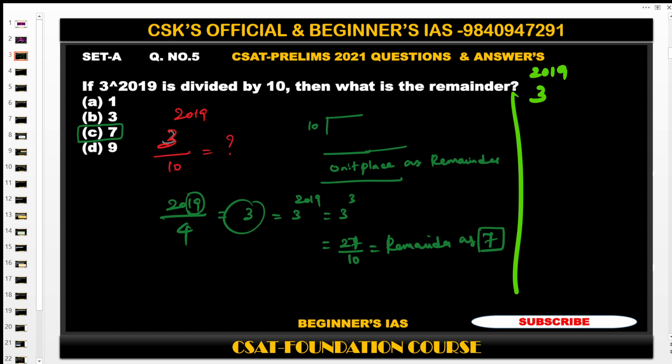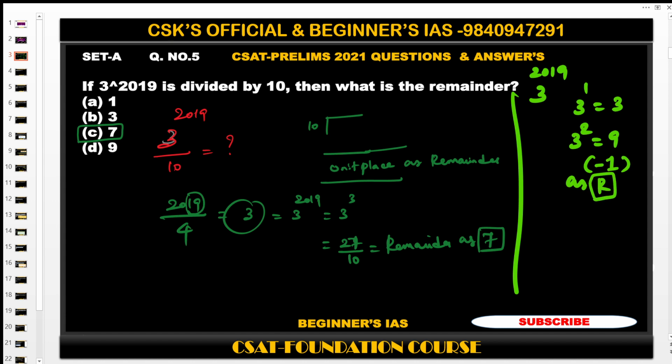What you have to do is, here 3 power 2019, first of all check the cyclicity. So 3 power 1 is equal to 3. When you divide this number by 10, it gives you plus 1 as a remainder or else minus 1 as a remainder. Then 3 square is equal to 9. This 3 square, 9, when divided by 10, gives you minus 1 as a remainder. So in this case you will get minus 1 as remainder.